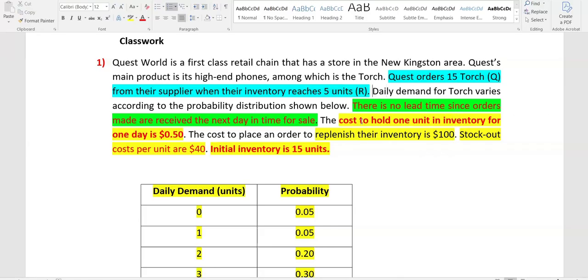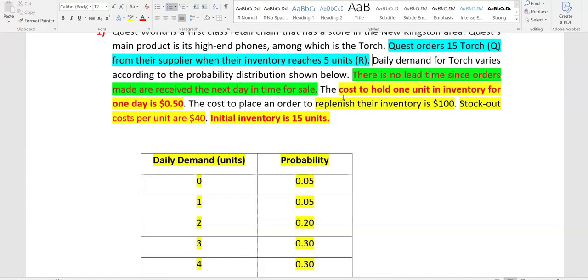Daily demand for torch varies according to the probability distribution shown below. There is no lead time since orders are received the next day in time for sale. The cost to hold 1 unit in inventory for 1 day is 50 cents. The cost to place an order to replenish their inventory is $100. Stockout costs are $40 and the initial inventory is 15 units. That's like the opening inventory.